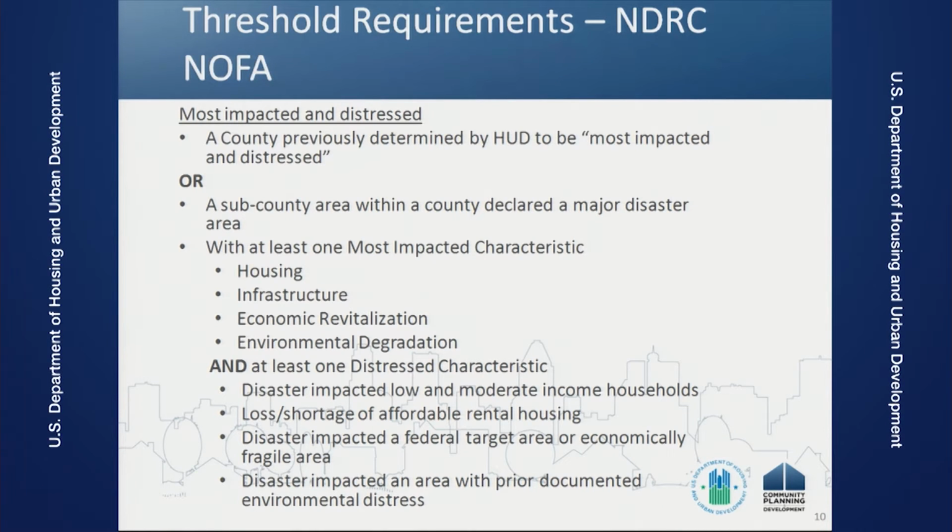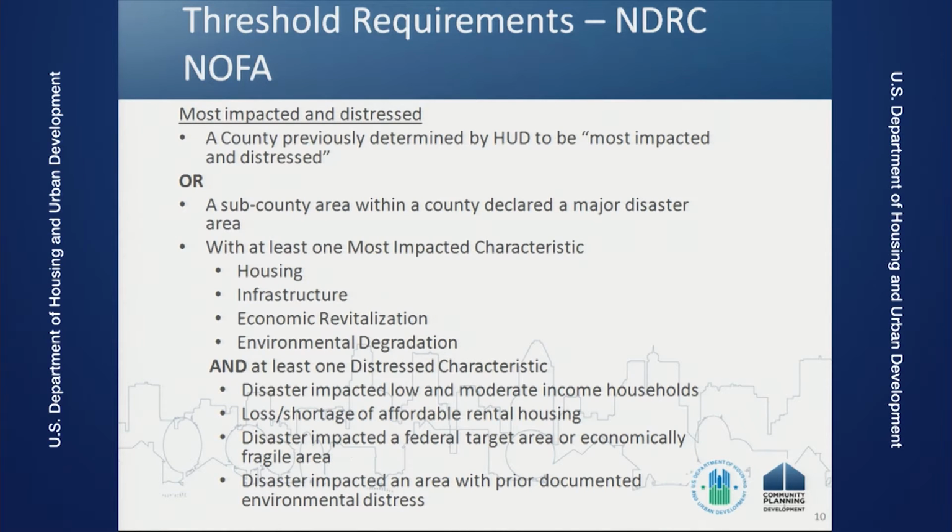For the most impacted and distressed component, applicants can meet this threshold by demonstrating that the area primarily benefiting from their proposed activity is a county that was previously determined by HUD to be most impacted and distressed, or by providing a response to this threshold criteria that demonstrates that the area primarily benefiting from the proposed activity is a sub-county area within a county declared to be a major disaster area, and by demonstrating at least one most impacted characteristic and at least one distressed characteristic. Most impacted characteristics are described in Appendix G.